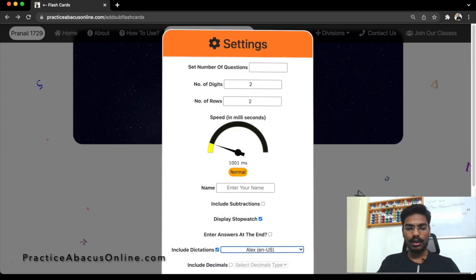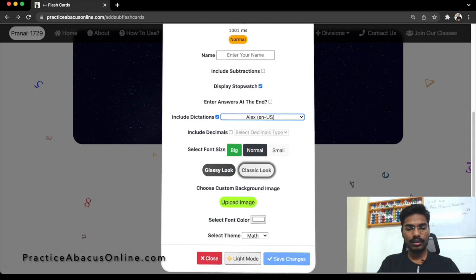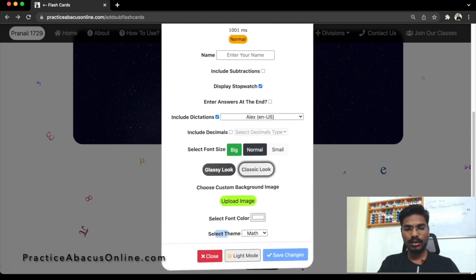Now, we have talked about themes, we have talked about dictations, we have also talked about decimals. Now let's talk about font size. So what is this font size?